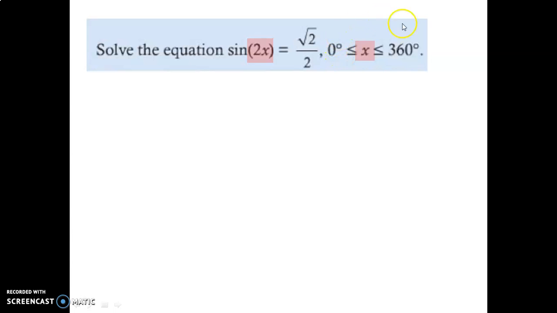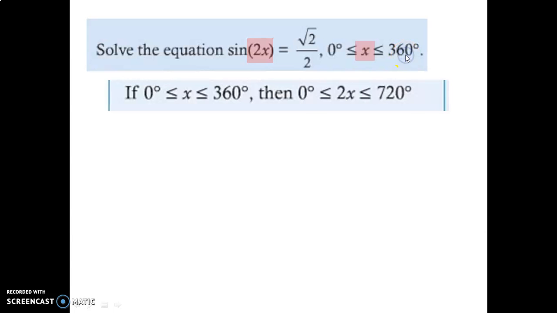So first thing we have to do is adjust the domain to match what we see in the equation. Here's 2x, so this needs to be 2x. So what we're going to do is multiply this by 2, but that means multiplying this and this also by 2. So what we end up having is that becomes this. We rewrite it in terms of what we see in our equation. So 2x, and this is 720. So now that means we can spin twice around the circle, 360 and again.